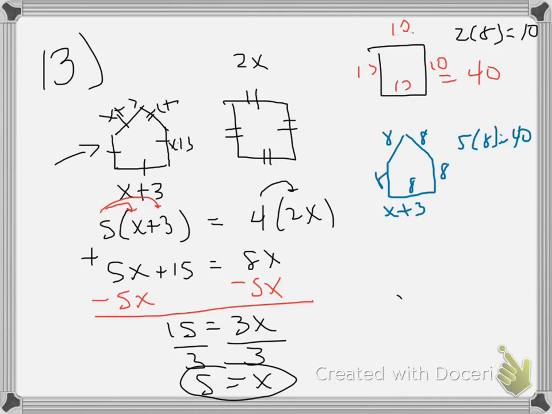Now be careful, because on a test, notice the wording here on number 13. It says the perimeter of two regular shapes are equal. So they're telling you that these two guys are equal. When we did the review in the Not Fair game, the two shapes had a total. They wanted to find the total perimeter, and total perimeter means I would add them all up, all the x's and all the numbers, and that's it. But this one says they are equal.